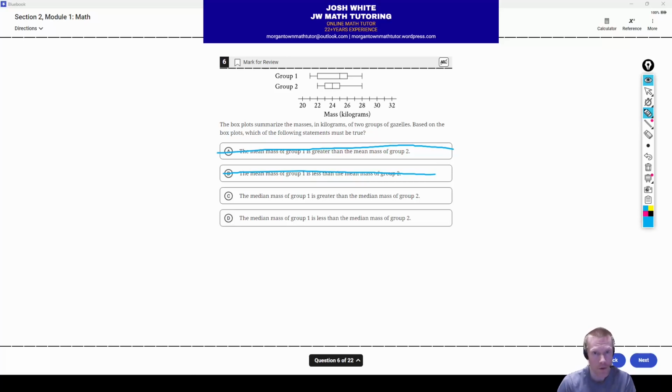And so if you look here, the line in the middle of the box, for example, this line right here, that is the median of the set of data. So clearly we can see here the median for group 1 is greater than the median for group 2. 25 right here is greater than 24. So the correct answer for this is letter C, and that's it.